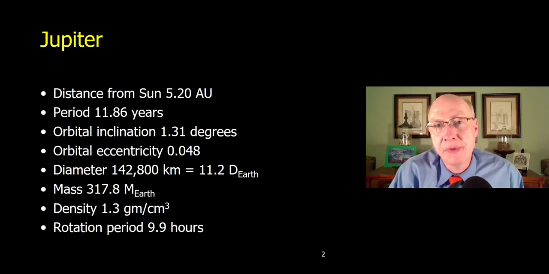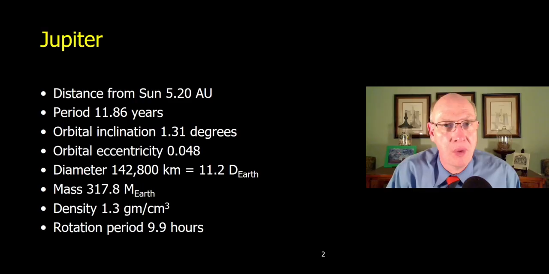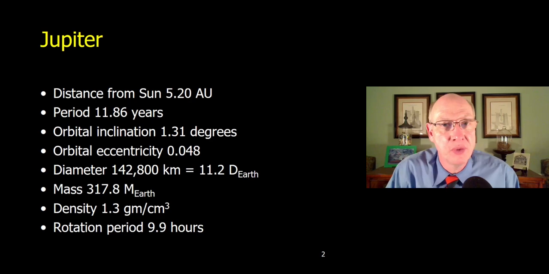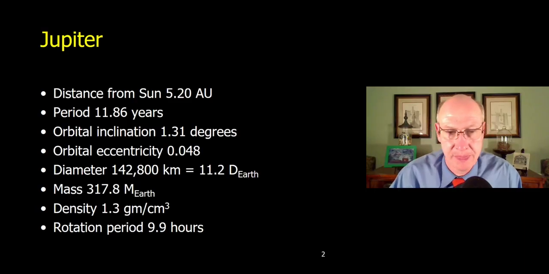And lastly, Jupiter rotates very quickly, 9.9 hours. That doesn't put it in perspective because given Jupiter's large size, Jupiter rotates in less than half the time it takes the Earth to spin on its axis, and yet Jupiter is 11 times the diameter of the Earth. So that puts it in perspective that the outer atmosphere of Jupiter is moving quite rapidly as the planet spins.